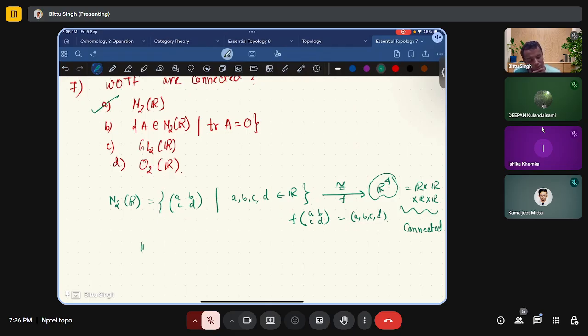Now what about the set of A in M2(R) such that the trace of A equals 0? Is it connected? Option B. So it is connected because it is a product of connected sets, which is connected.